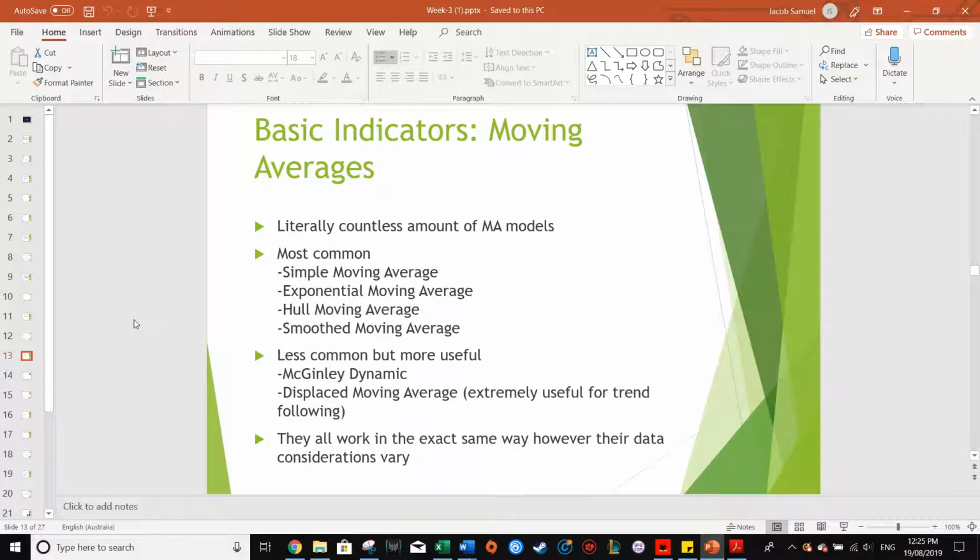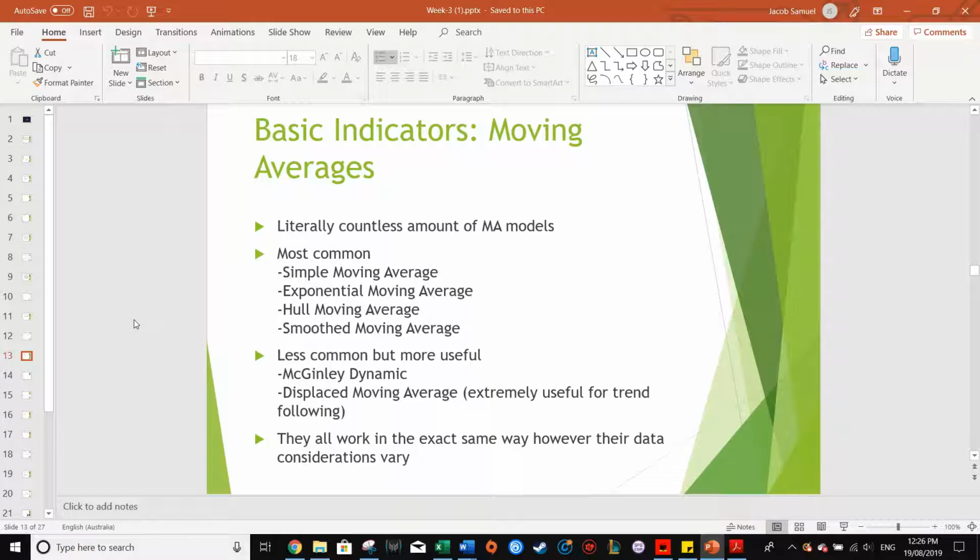Now, there are some less common ones, but personally I think they are a lot more useful. The first one being McGinley Dynamic. McGinley Dynamic is essentially just another moving average, however, it takes into consideration a more aggressive velocity and momentum idea. One of the good things about this is it tends to hug data a lot closer, so you can see when the trend might break or reverse a lot easier. Then you have the displaced moving average, which is extremely useful for following trends and identifying where a trend might actually start. Because of how closely it hugs the data, it allows you to identify early breakouts before any of the other moving averages can.